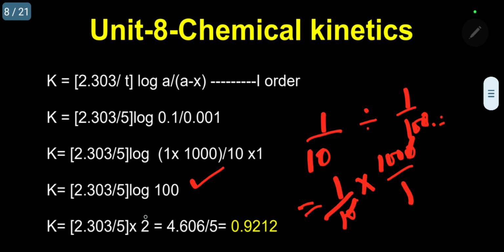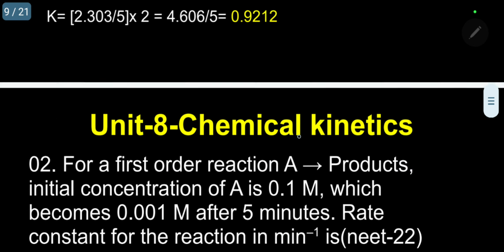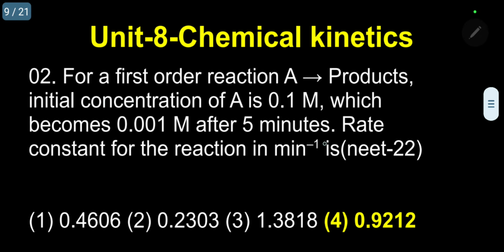So I am substituting the log value 2. The only calculation we have to do now is 2.303 divided by 5 into 2. So multiplying by 2, 4.606 divided by 5. This is the answer, so the answer we have arrived at. Then compare in the options now. Answer 4 is the correct answer.